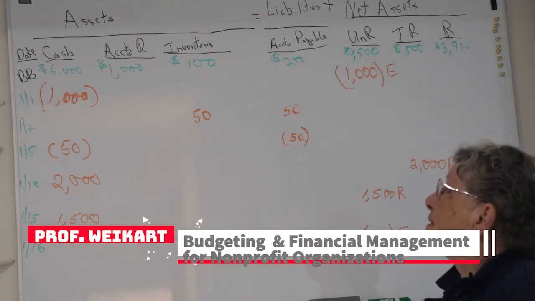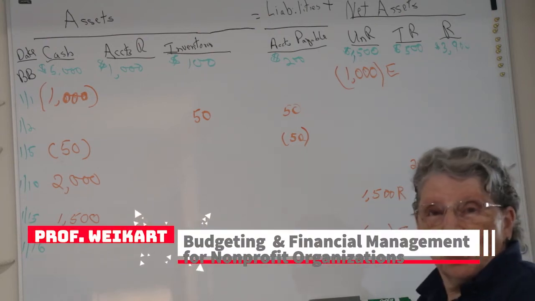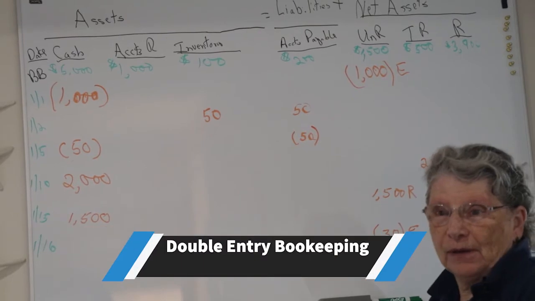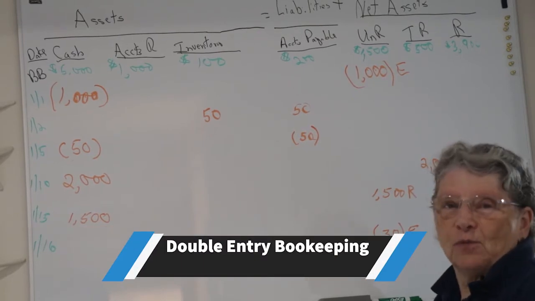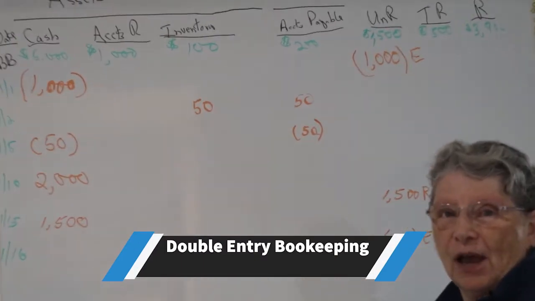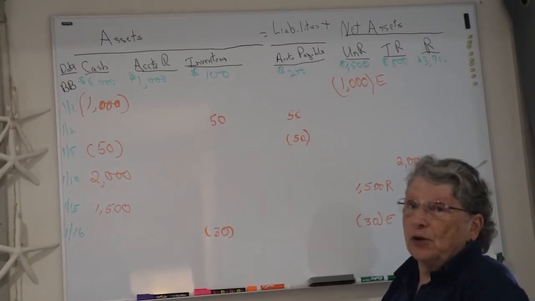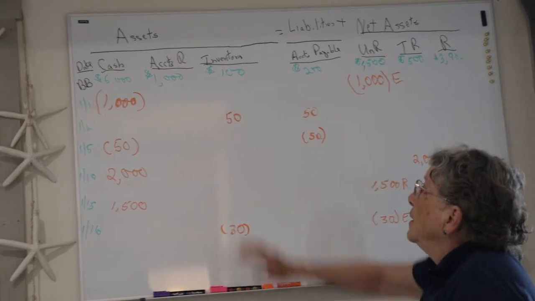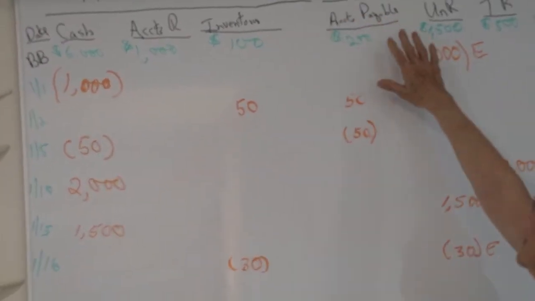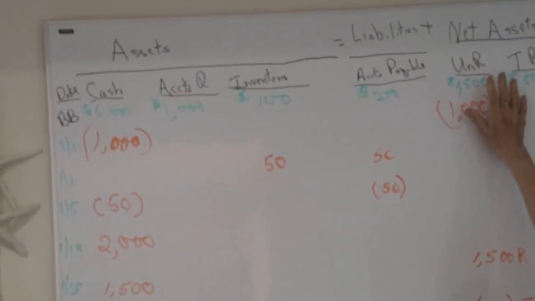Good evening, class. Today we're going to talk about double entry bookkeeping. In effect, how do we record transactions in modern day accounting under the accrual system? So first, let me just show you the accounting equation. It's assets equal liabilities plus net assets.